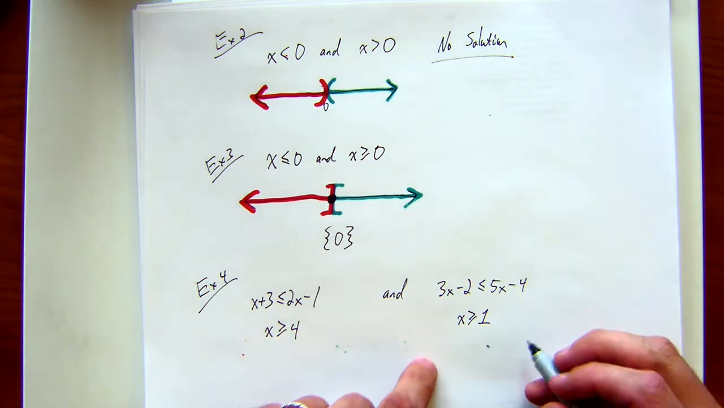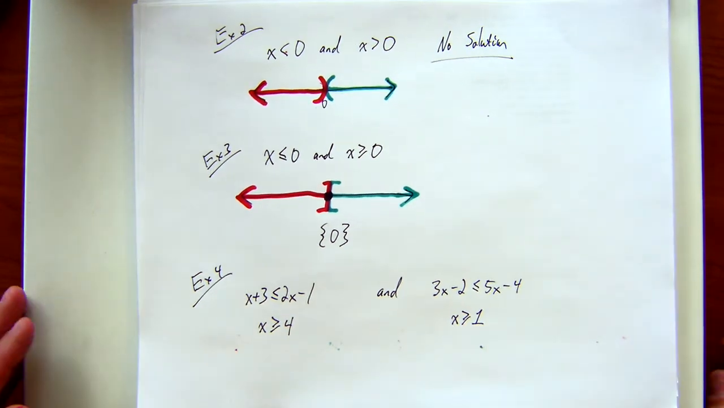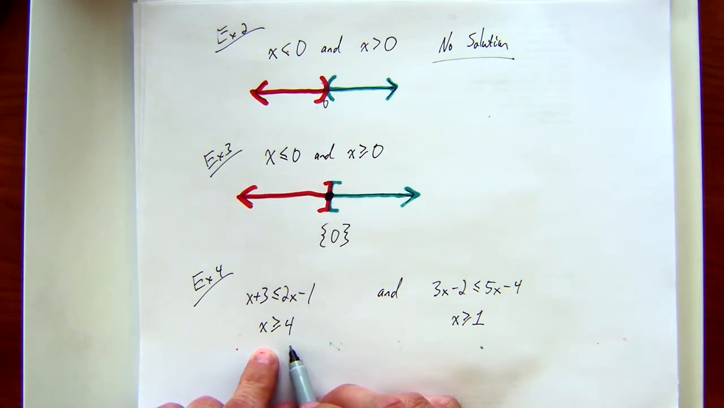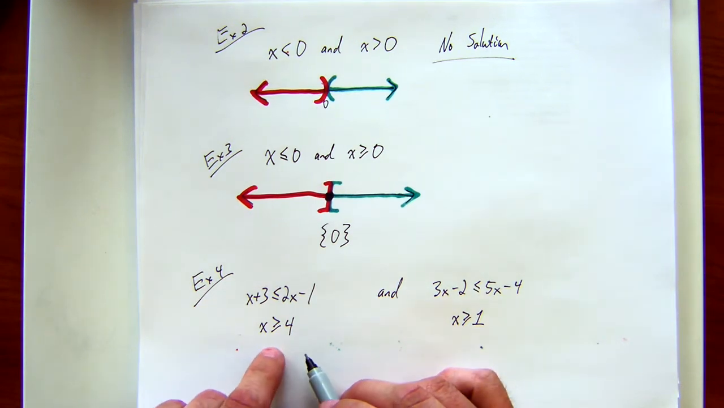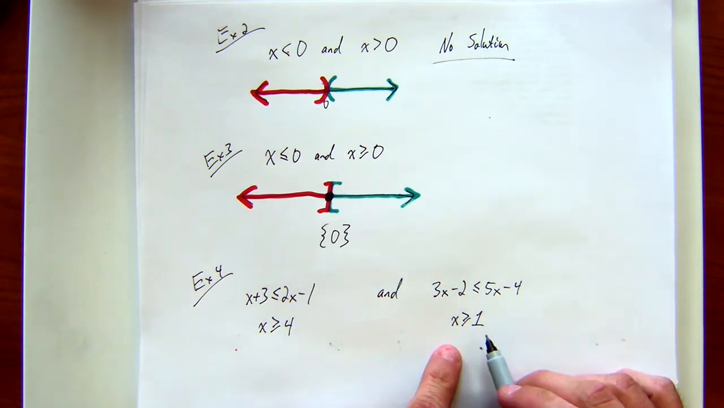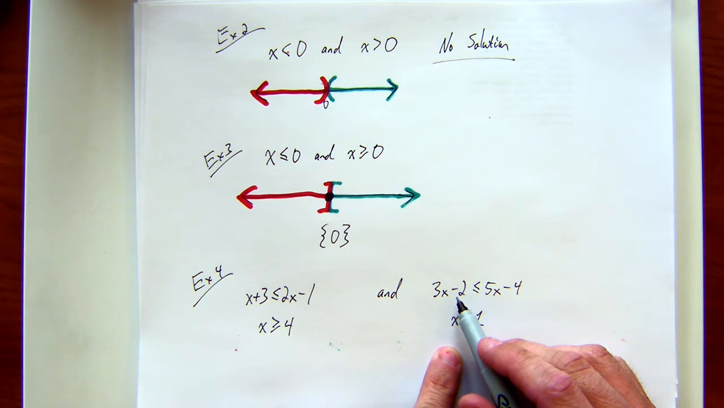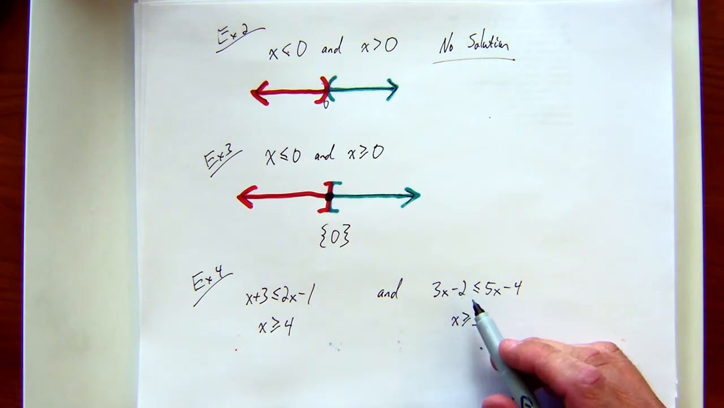Did I make any mistakes? Is that what you guys got? So this one, x is bigger than or equal to 4. I make mistakes, so if you didn't get that, let me know. And over here, that's what I got. Subtract 2x, added 2, added 4, get 3, divided by 2.